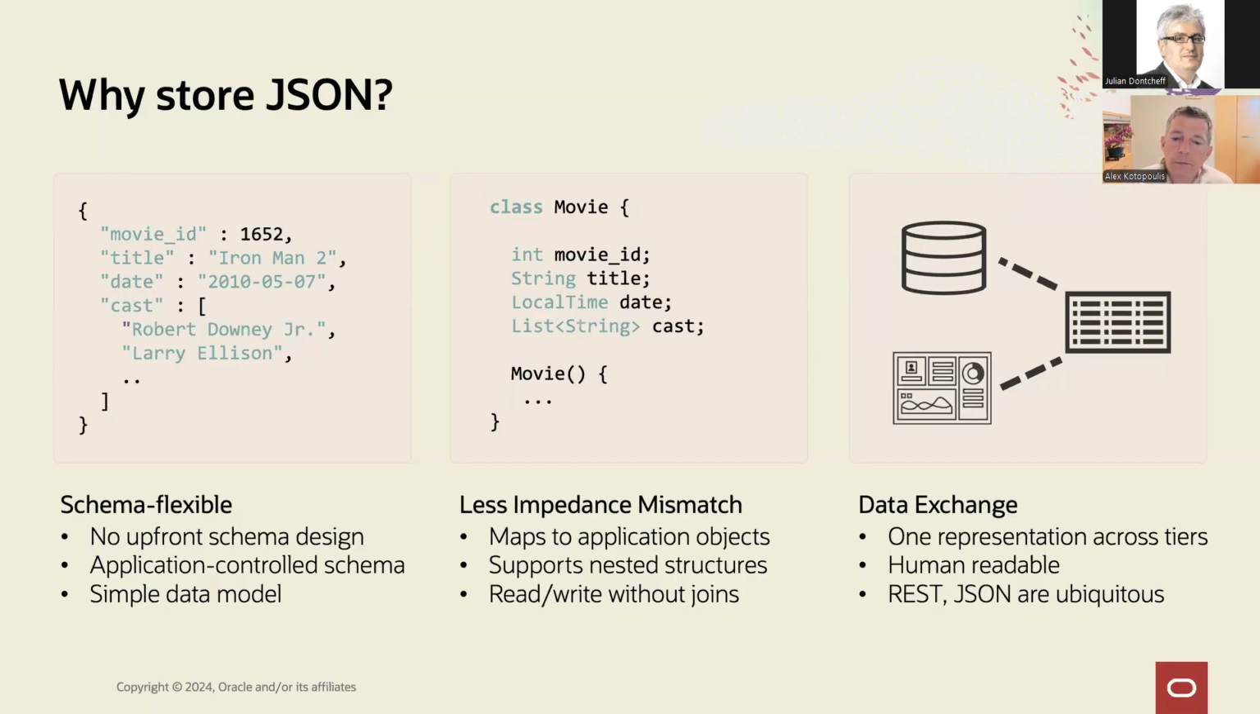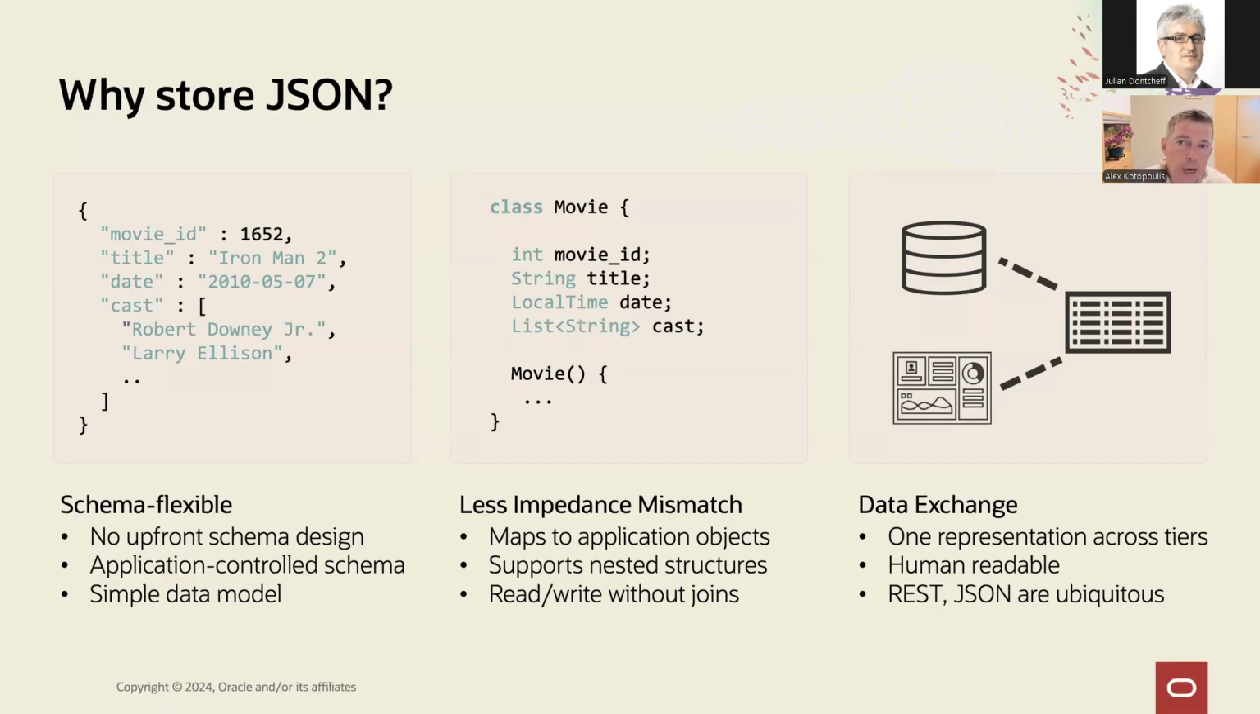You also have less impedance mismatch, which means that the dependent objects within larger objects, the hierarchical nature of your data that's also within your objects, can be directly mapped into a hierarchical JSON document. This makes things a lot easier rather than having to translate back and forth between tables and relationships and your overall object structure. Finally, there is the advantage of data exchange, where you have a handy format that is human readable and exactly the same as what's in the database, so you can move it in and out.